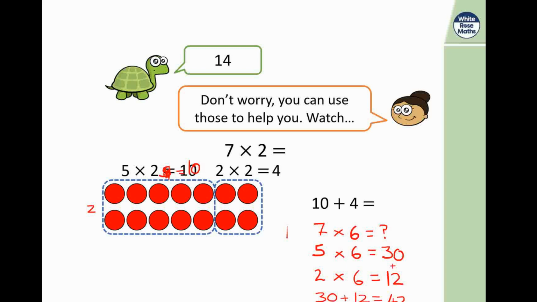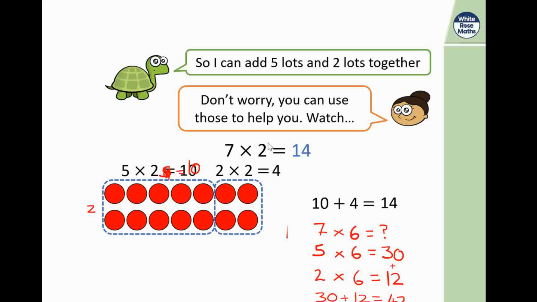Yeah, 42, because you add the 2 to the 0, and then you add the 1 to the 3 here. Yeah, in the ones column, 2 plus 0, and in the tens, 1 plus 3. So I can do 5 lots and 2 lots together. Yeah, so we first do the 5 times table and then the 2 times table to get our answer.